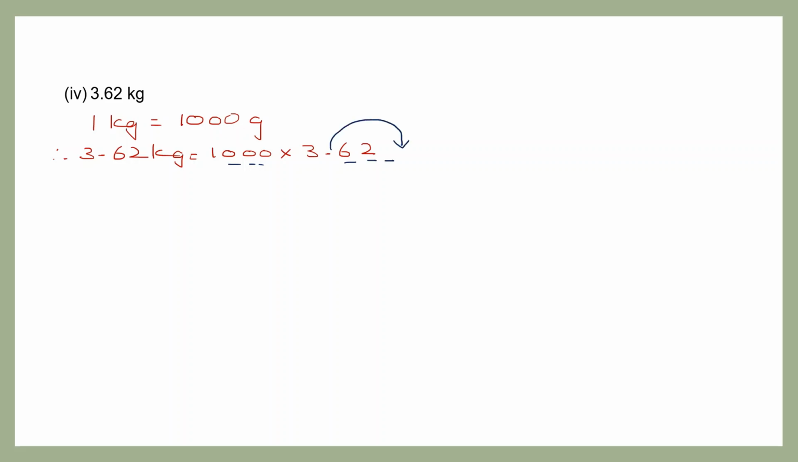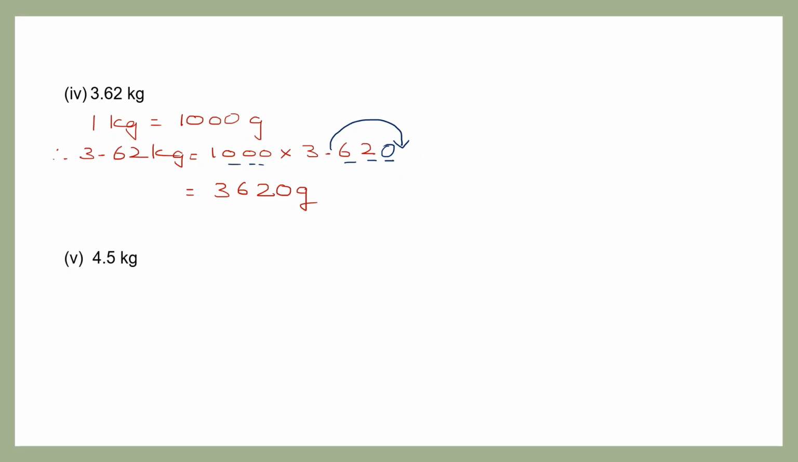Question 4, 3.62 kilograms. Okay, so again, 1 kilogram equals 1000 grams. Therefore, 3.62 kilograms will be, let me take 1000 and multiply this by 3.62. So now, as we know, there are three zeros. It has to move three places to the right, and then the point comes here. So since there's no number here, I'm going to put a 0. So what is my answer here? 3620 or 3620 grams.